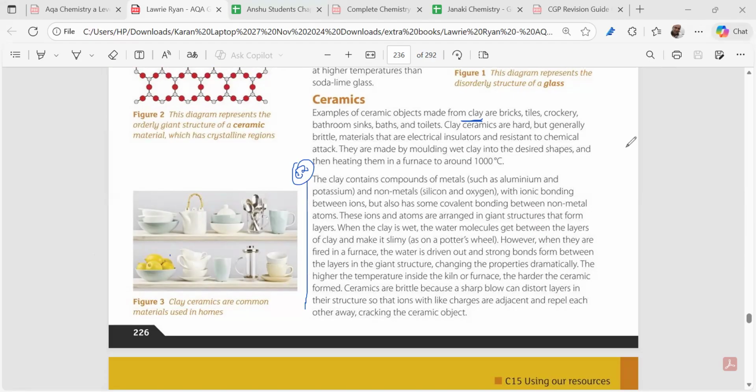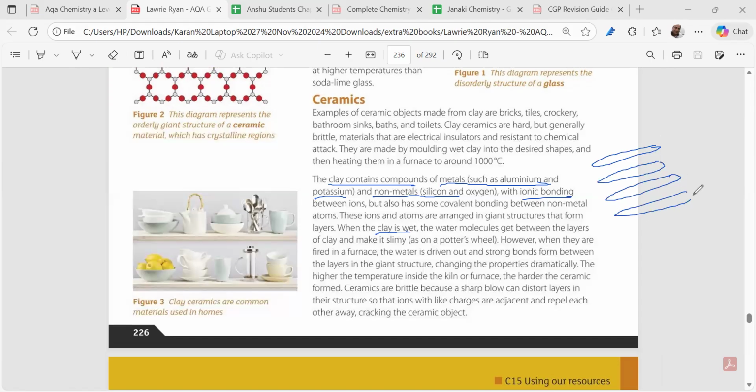Have you seen clay is slimy when it is wet, and after that when you heat it, it hardens up? Why? Clay contains metal compounds such as aluminum and potassium, and non-metals also, with ionic bonding. Now when the clay is wet, the ionic compounds in clay are separated by water molecules. They are not able to come closer. The water molecules are in between the layers. Clay contains mud, and also metal such as aluminum oxide and non-metals such as silicon oxide, right?